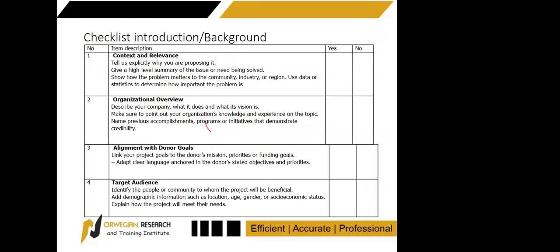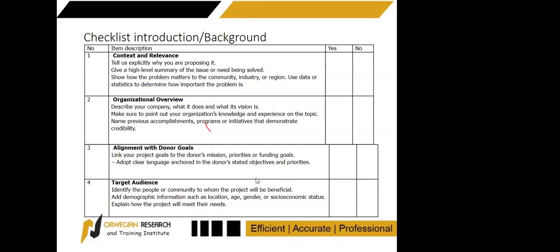We only have it to that particular level. So here is how it should be. When it is being marked, you check each and every section. Is the context and relevance being described? So tell us explicitly why you are proposing this project. Give a high-level summary of the issue or the need being solved. Show how the problem matters to the community, industry, or the region. Use data and statistics to support this. So if a person has comprehensively captured that, you give one mark under that section.